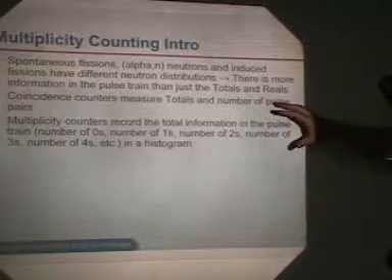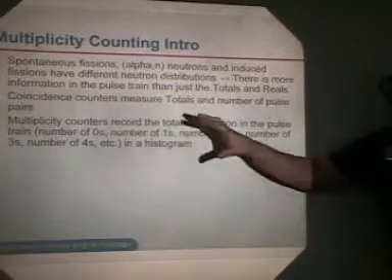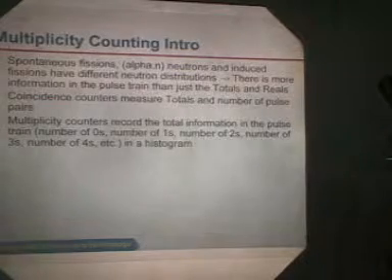It's the only way to do it practically. And then from that multiplicity distribution, we will calculate the number of singles, doubles, and triples. When we get the number of singles, doubles, and triples, we can then solve using the point model equations.